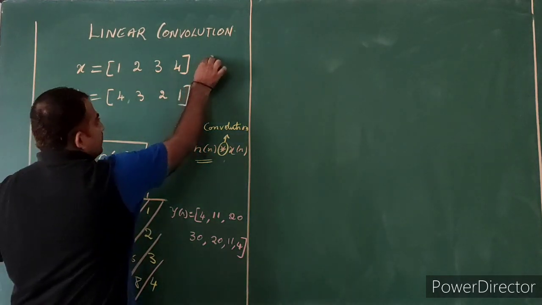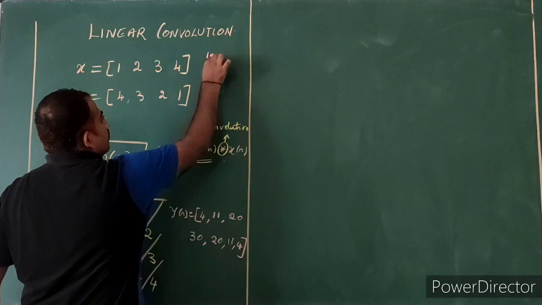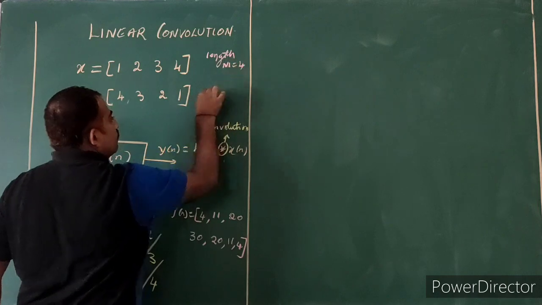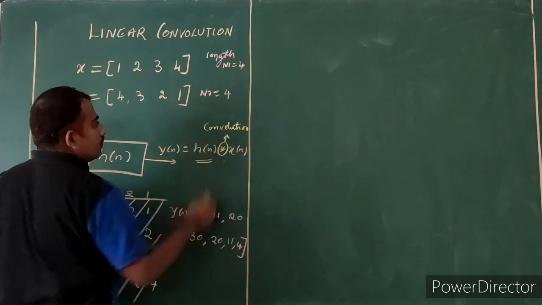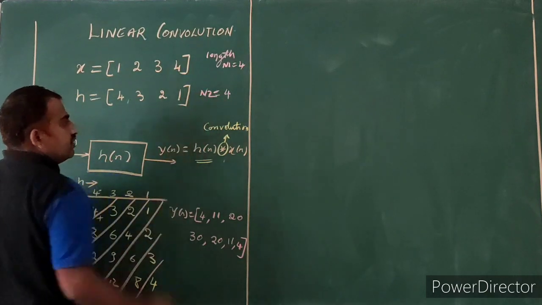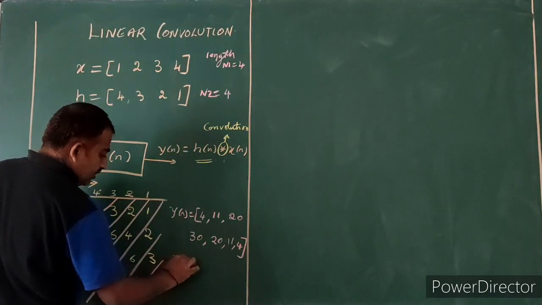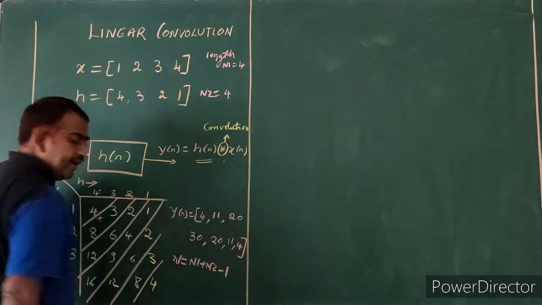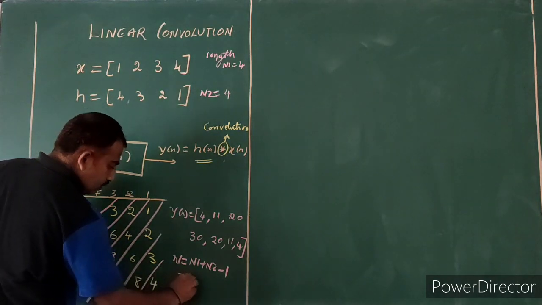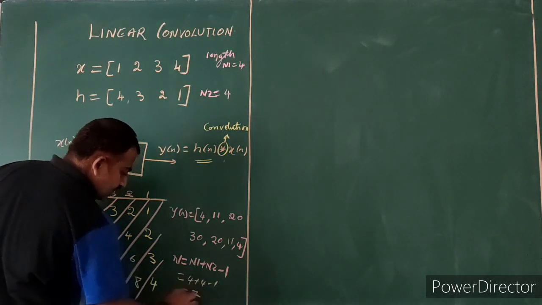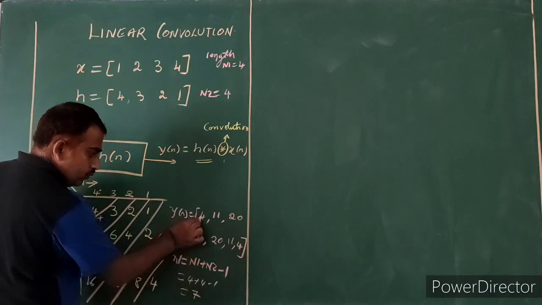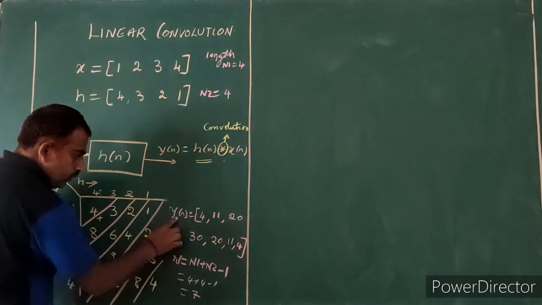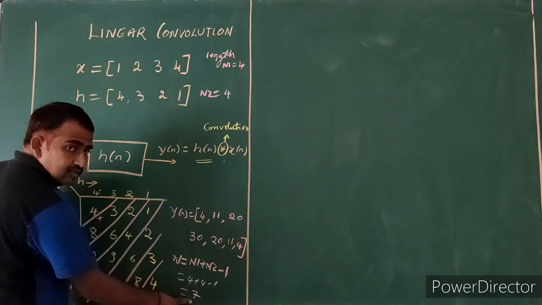Now if you observe, what is the length of this one? n1 is equal to 4. n2 is equal to 4. Now this is n. n is what? n1 plus n2 minus 1. So here it is 4 plus 4 minus 1, which is nothing but 7. So n is having 7 values. Observe 1, 2, 3, 4, 5, 6, 7. So the length of y of n is 7.